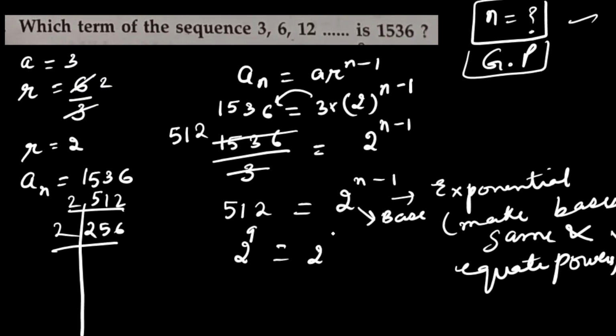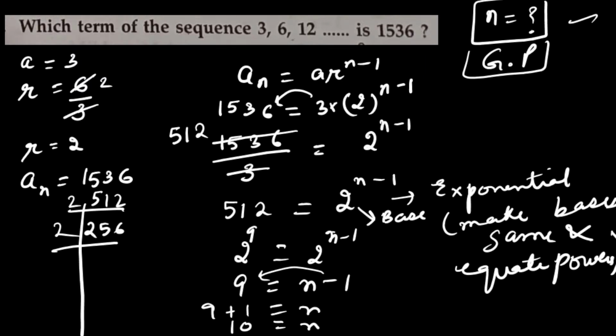This side I have 2 to the power n minus 1. See, both sides have the same base, so I can equate the powers. Here the power is 9, that side the power is n minus 1. Minus 1 will shift to the other side and become plus 1. So 9 plus 1 equals 10. The value of n is equal to 10.